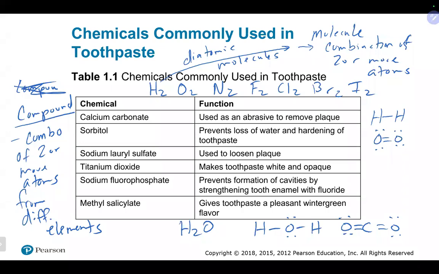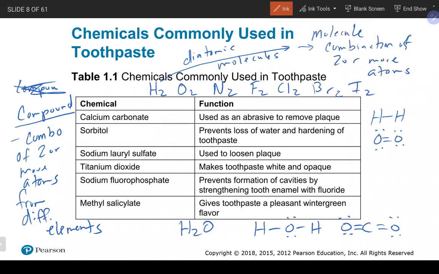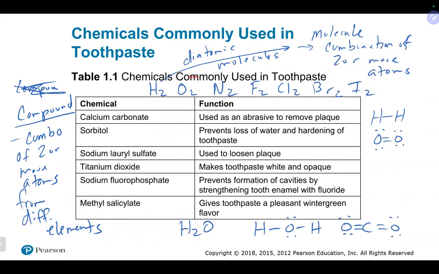Outside of these, you should know, by the way, that these guys here are diatomic molecules, and these are also elements. You should know that these elements come as twos. By the way, all other elements on the periodic table are referred to as monoatomic. They come as ones. Uncombined, they come as ones.